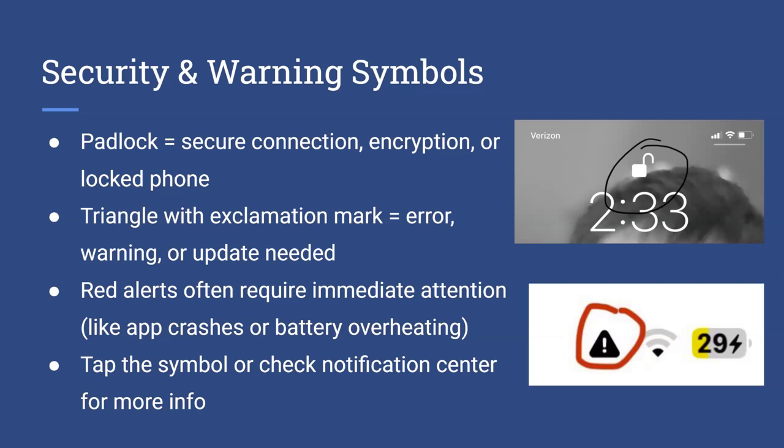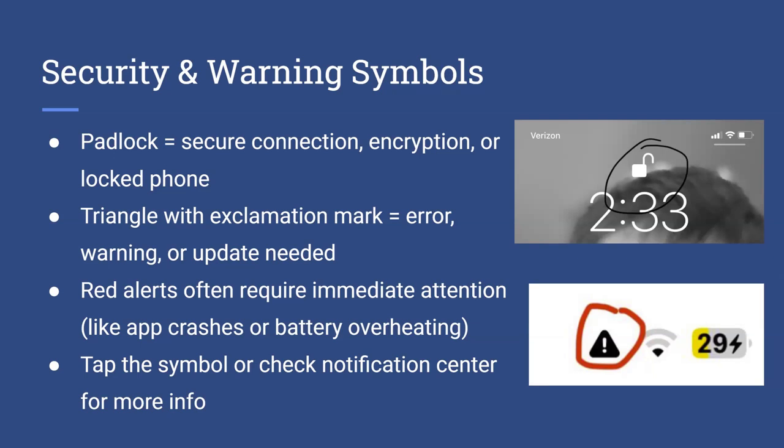Red alerts often require immediate attention. If something shows you a red alert, usually companies use colors. Colors are kind of the things that we can visualize the best. So if you see something red, it usually means that something is not that great on your phone, especially if it's like shining or popping, whatever it does.